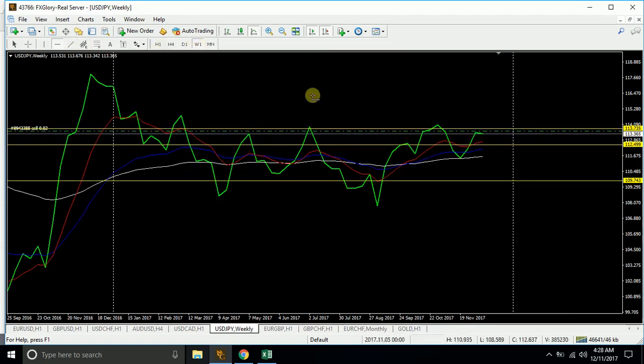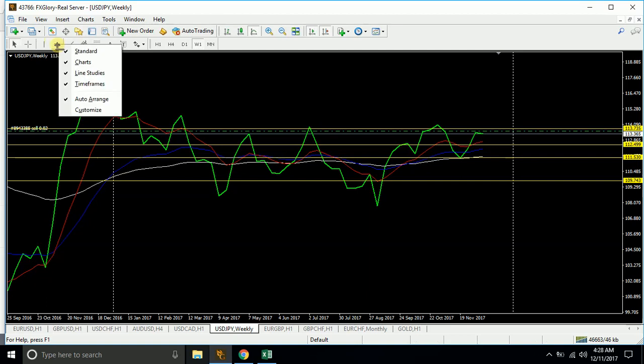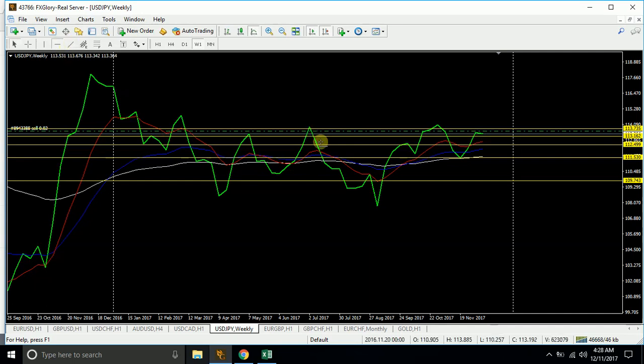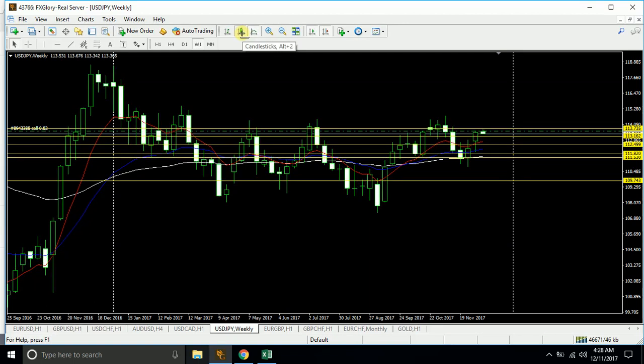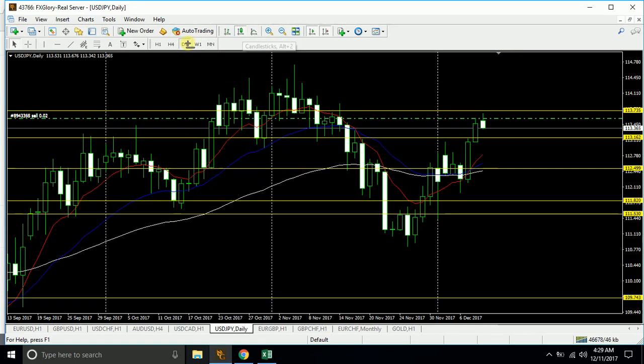weekly, support, support, we'll knock this resistance out right here, and this support out right here, and we're going to go to our candles. And this is what we have.